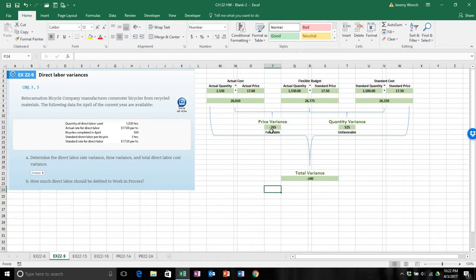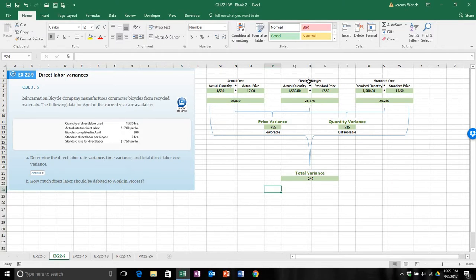That can change. So negatives aren't always going to be favorable, and vice versa. It depends on, are we talking about revenues, sales, or are we talking about cost? So you have to think through it a little bit. And so in this situation, we have our cost is $26,010, where the standard is $26,775. So our cost is less. Negative number, but we have less cost than we expected. That's favorable. That's a good thing.